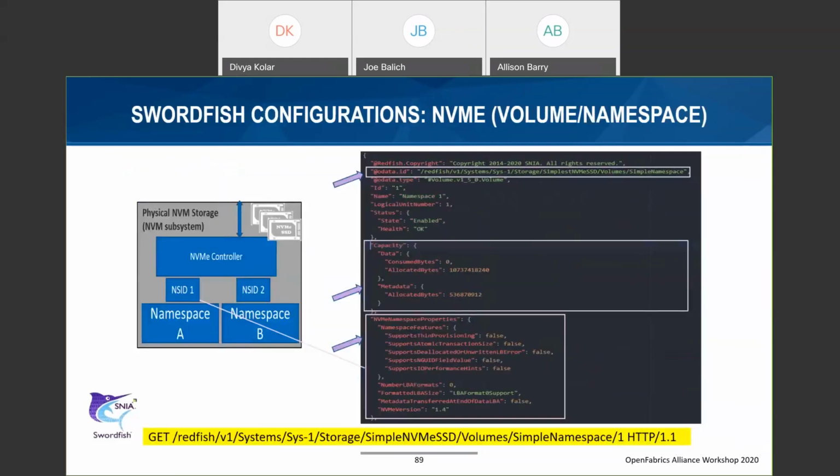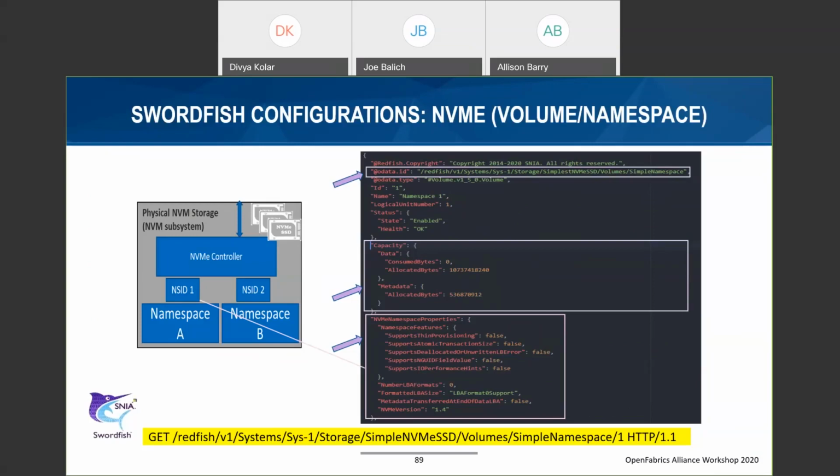So continuing on to this markup, in this simplest NVMe SSD model, we have the namespace. Now let's see how namespaces are defined. The link where the namespace lies is shown by the highlighted first block. We have seen that this namespace sits under the volume collection under the simplest NVMe SSD. We can also see that we have defined the capacity for this namespace. And there are a bunch of properties defined for this namespace, like whether thin provisioning is supported or not, whether atomic transactions are supported or not, etc.